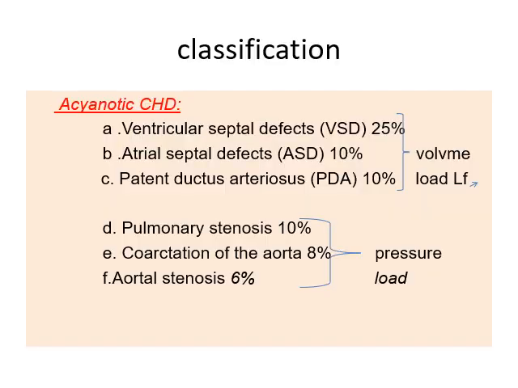Acyanotic congenital heart disease we classify into two groups. The first group causes volume overload because of the shunt from left to right, which includes VSD 25%, atrial septal defect 10%, and patent ductus arteriosus 10%. The other group causes pressure load, due to pulmonary stenosis 10%, coarctation of the aorta 8%, and aortic stenosis 6%.